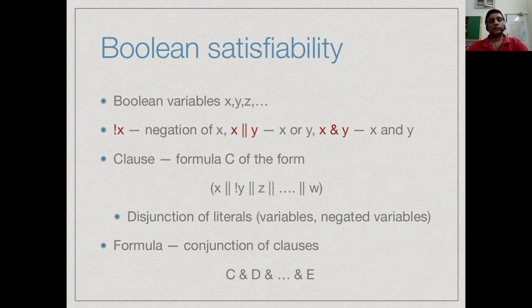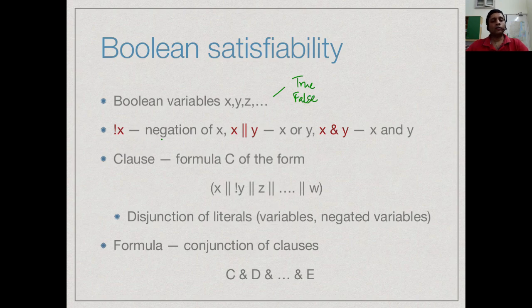So in this context, let's look at a very canonical problem which has a checking algorithm called Boolean satisfiability. So we have some Boolean variables x, y and z. Boolean variables can take values true or false. And we have the standard operations on Boolean variables.